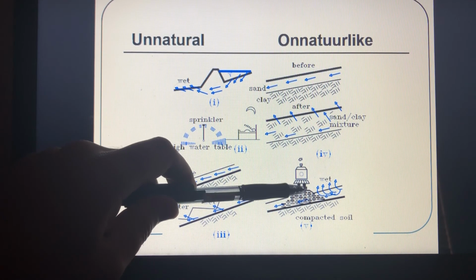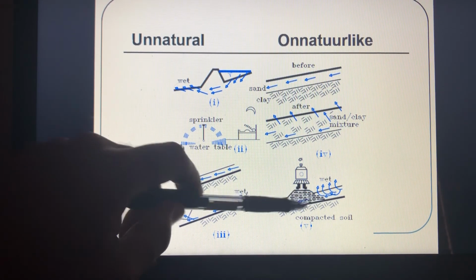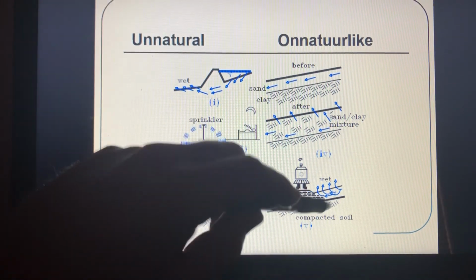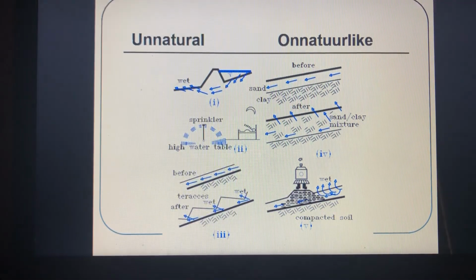And then fifthly, compacted soil like roads and railways, then you'll see this compacted part, you won't have a high permeability of water, and therefore the water accumulates next to it.